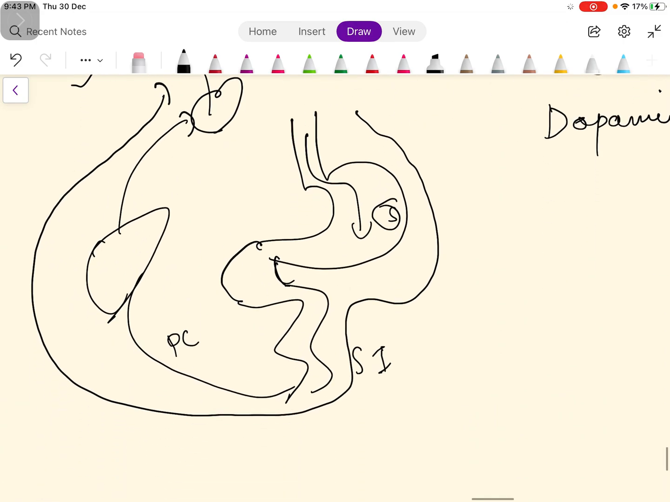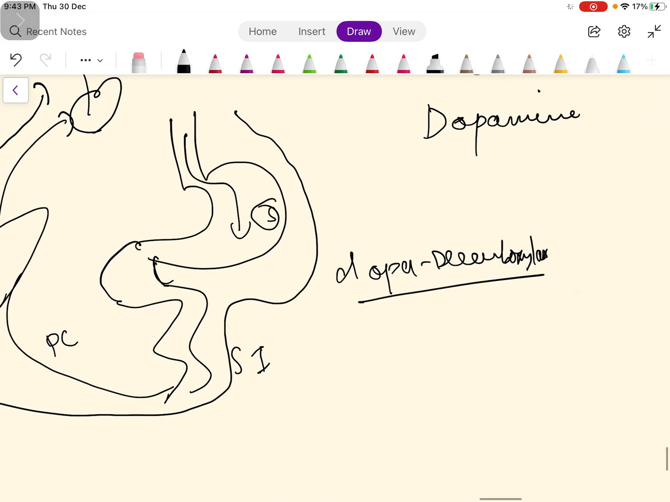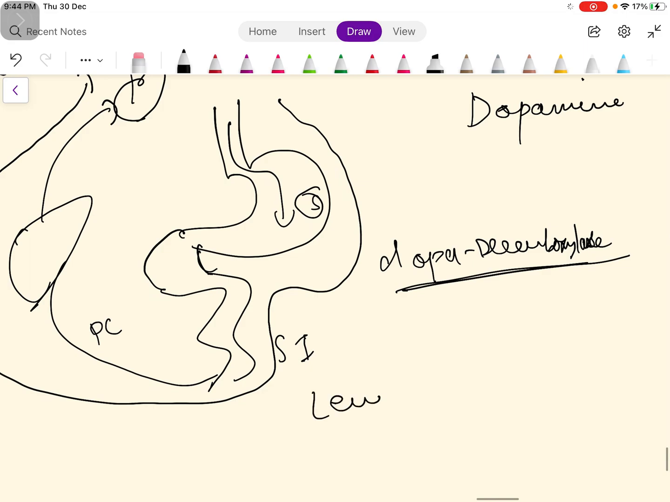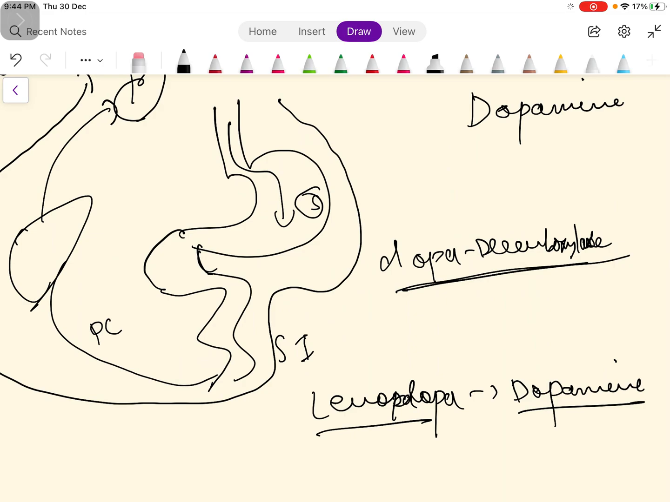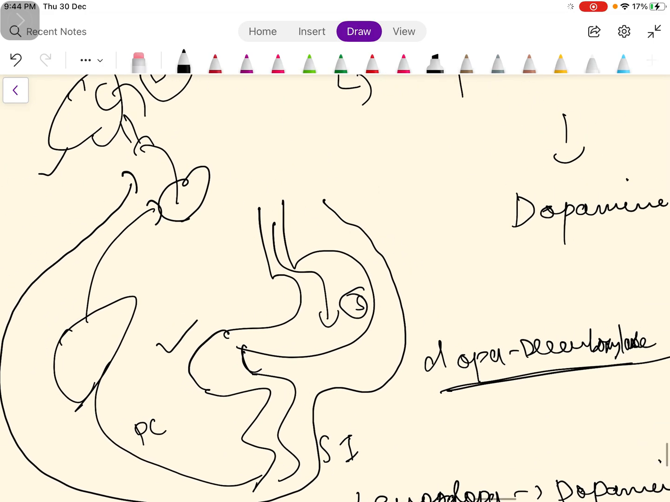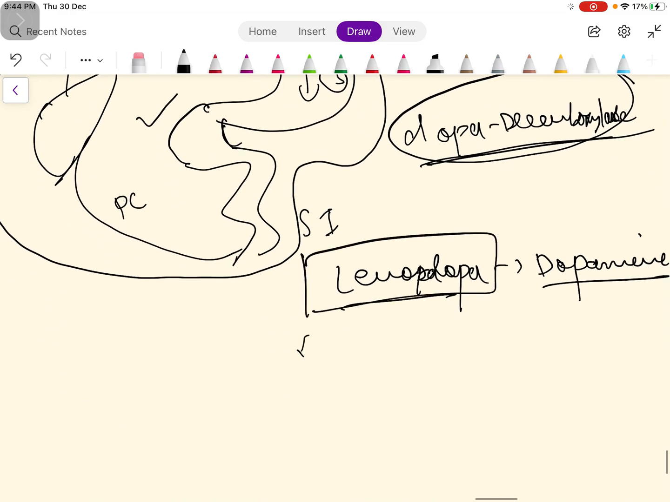Now you can imagine that the drug has to travel through this much of a route before reaching the brain. So by the time it reaches the brain, most of the drug will get digested, okay, because this dopa decarboxylase enzyme will be present at many places in the body, in the circulation. So what will happen is this levodopa will get converted into dopamine in the circulation because of this enzyme before reaching the brain.